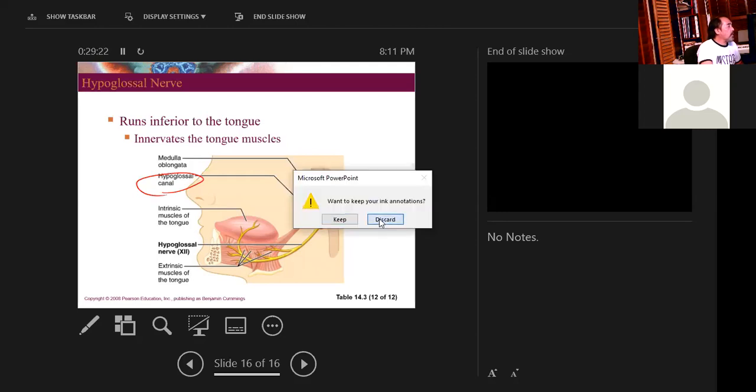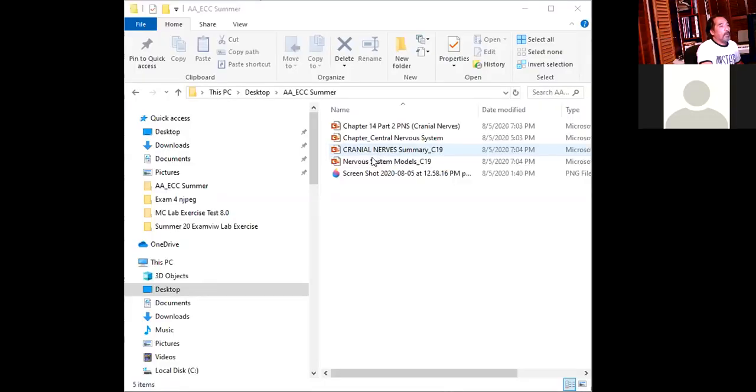So I'm going to actually just do some of the models first. I'm going to put up the model for the nervous system first, and then we're going to do a little bit of a summary of the cranial nerves. And then after this, I hope you have the time to answer the nervous system lab exercise located at today's date, which is cranial nerve and central nervous system. Okay, so I'm going to turn it on.